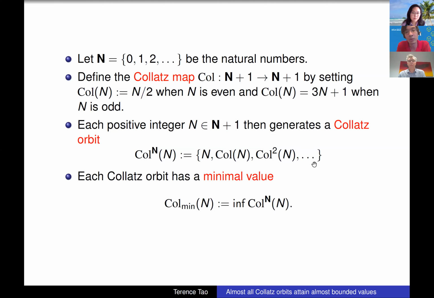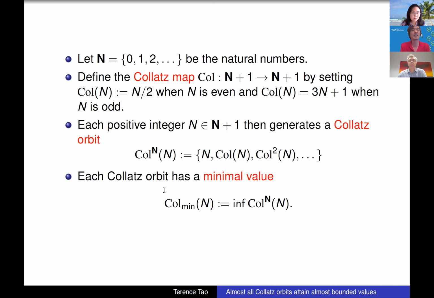And that gives you what's called the Collatz orbit, just the set of all the numbers that you can reach, starting from your original number. And that's some set of natural numbers. So it has a minimal value. So I define the minimal value of this Collatz orbit to just be the smallest element of this orbit. Okay, so just to give you some examples.